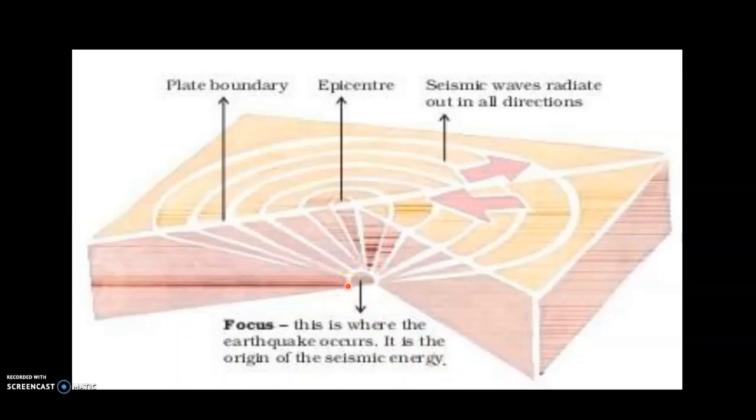The place on the surface above the focus is known as epicenter. The vibrations travel outwards from the epicenter as waves, and these are known as seismic waves. These radiate out in all the directions. Greatest damage is usually closest to the epicenter and the strength of the earthquake decreases away from the center.